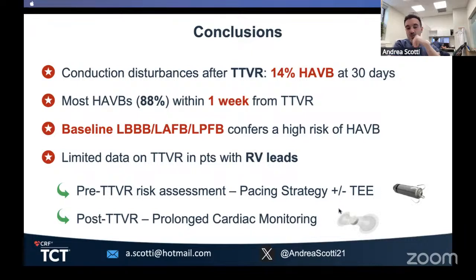So the other question was the technical procedural success of TTVR in those with pre-existing RV leads versus those who do not. We have only one randomized trial that has been published in this field, that is TRISCEND-2. And we have some registries, in particular TRISCEND-2 is on the EVOQUE valve, and then we have a registry which is investigator-initiated, like the one I presented to you, on the LUX valve.